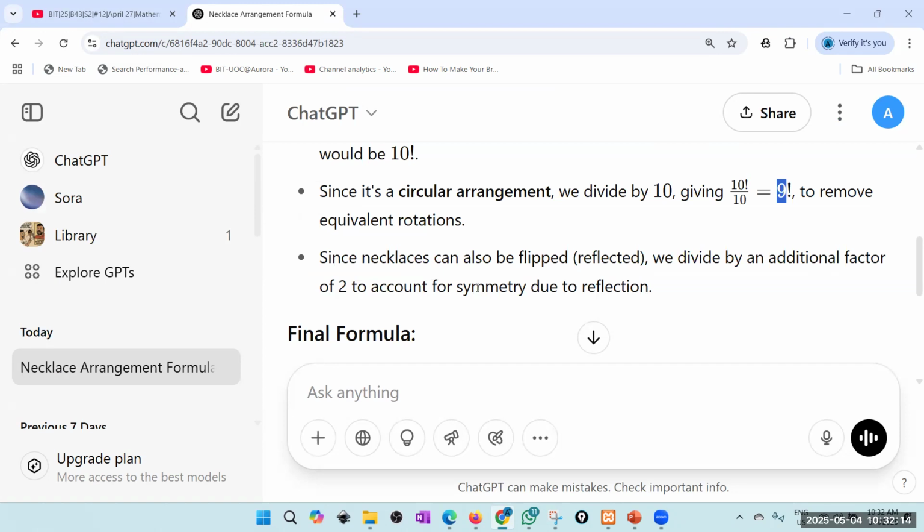Since the necklace can also be flipped, reflected, we divide by an additional factor of 2 to account for symmetry due to reflection. What is that? I don't know.